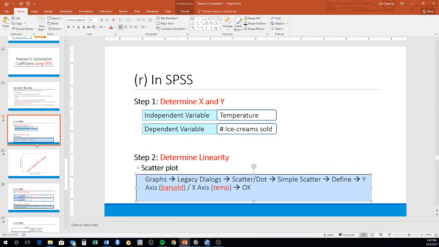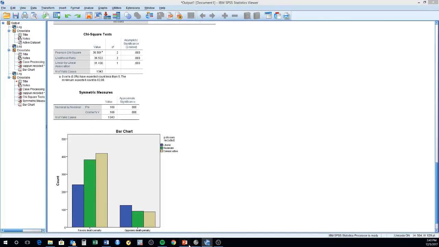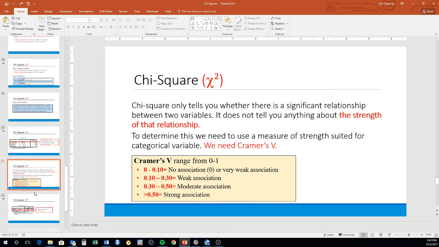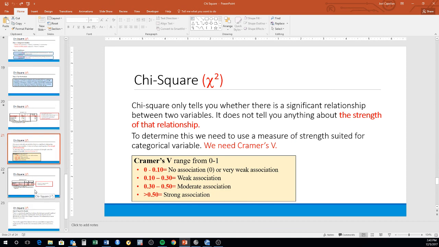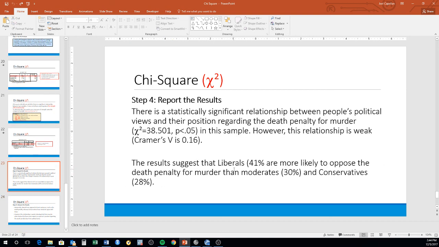Reporting is really the most important aspect of this. You will write something to the effect that there is a statistically significant relationship between people's political views and their perception regarding the death penalty for murder. And you will tell me what the chi-square value is and whether the p-value is less or greater than 0.05. However, even though there is a significant relationship, according to Cramer's V, that relationship is weak. And then you should probably also tell me a little bit about what the findings are from the cross-tabulation table.